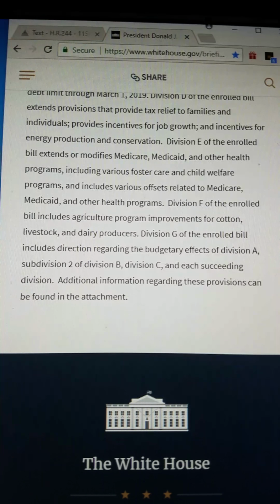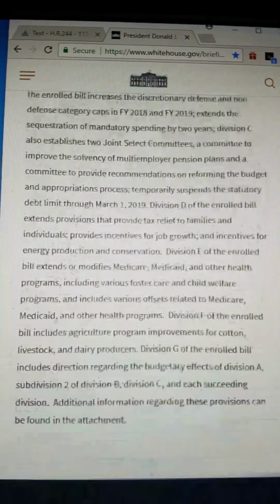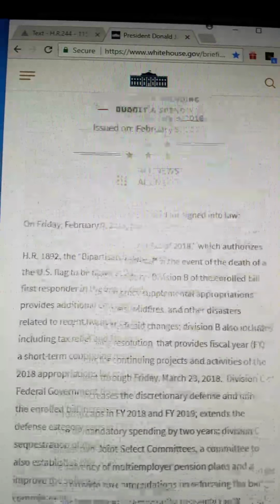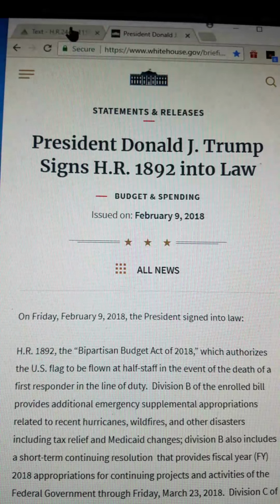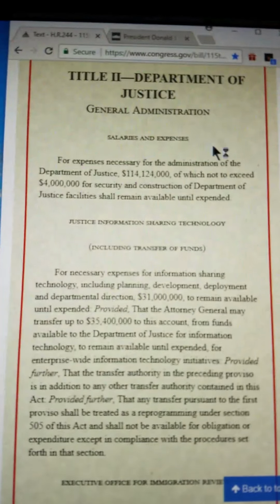Division G of the enrolled bill includes direction regarding the budgetary effects of Division A. Subdivision 2 of Division B, Division C, and each succeeding division. Additional information regarding these provisions can be found in the attachment. Now, there is no attachment to this bulletin that he placed up here. So we're going to go here to the bill.